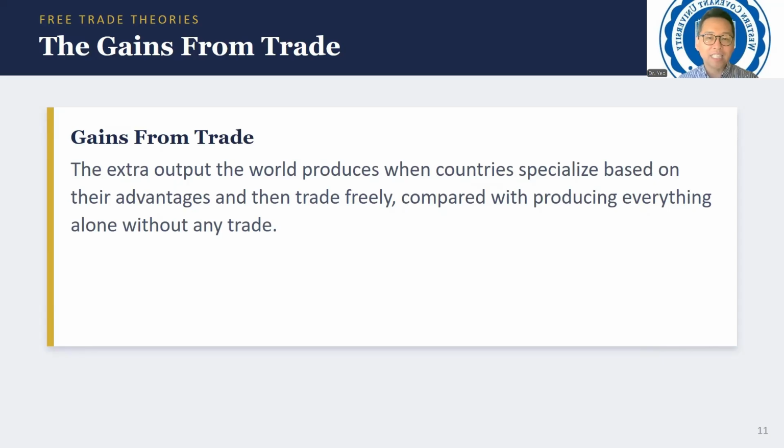This is the key insight that broke down the old mercantilist idea of trade as a zero-sum game. Trade, if it's done well, can be a positive-sum game, where both sides come out ahead.